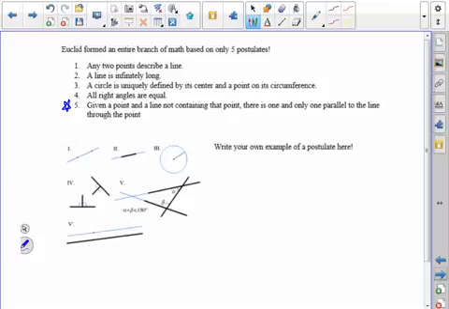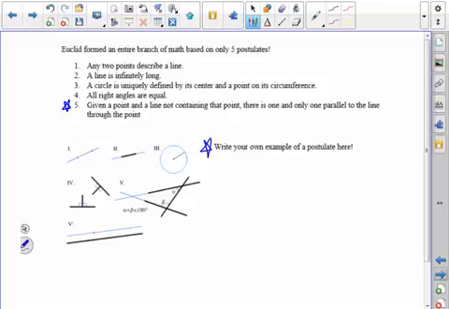And what I want you to do here is write your own example of a postulate. What is a statement that you can make that people can accept to be true? It doesn't have to be math related. It can be anything. I just want you to show me that you understand what a postulate is. And this is what I'm going to be looking at particularly.